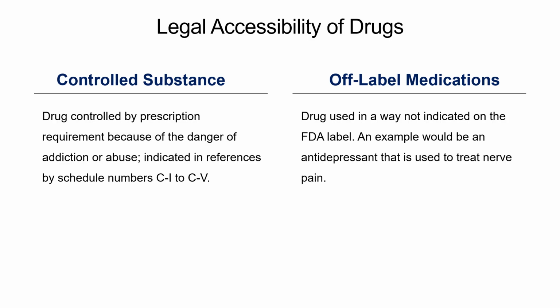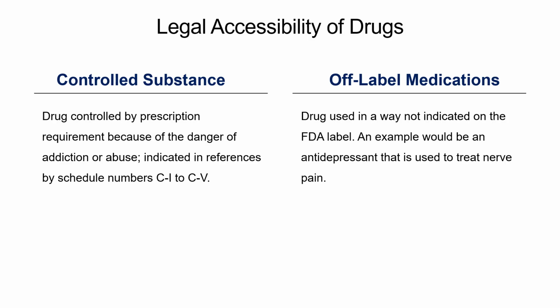Controlled substance. So a drug controlled by a prescription requirement because of the danger of addiction or abuse. So those are those schedules 1 through 5. Those are controlled substances. They are considered highly addictive or cause for misuse.